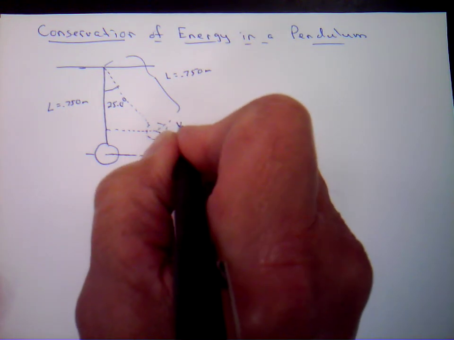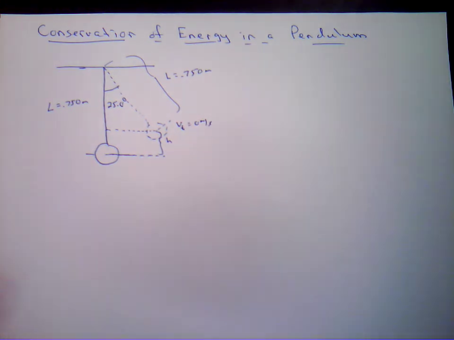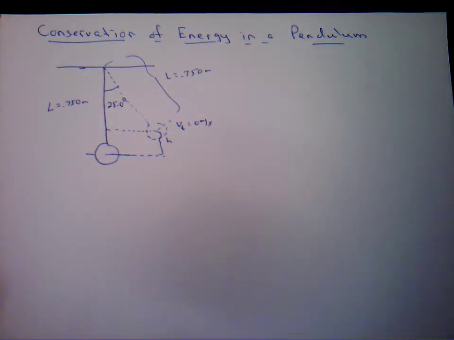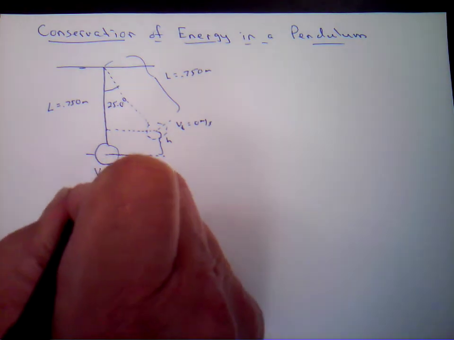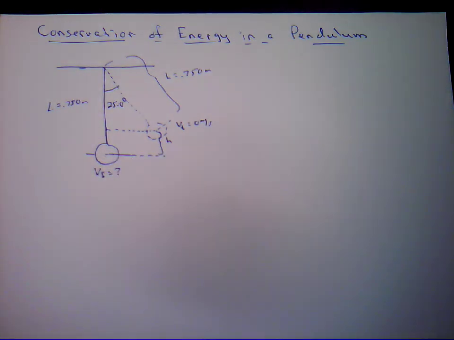Its velocity at the top, v sub t for top, is going to be 0 meters per second because it's not moving. It goes to its highest point and it stops there, just like when we throw a ball straight up in the air. And we want to determine what the final velocity of the pendulum is at the bottom of the path. Okay? Well, let's see how we can do that.